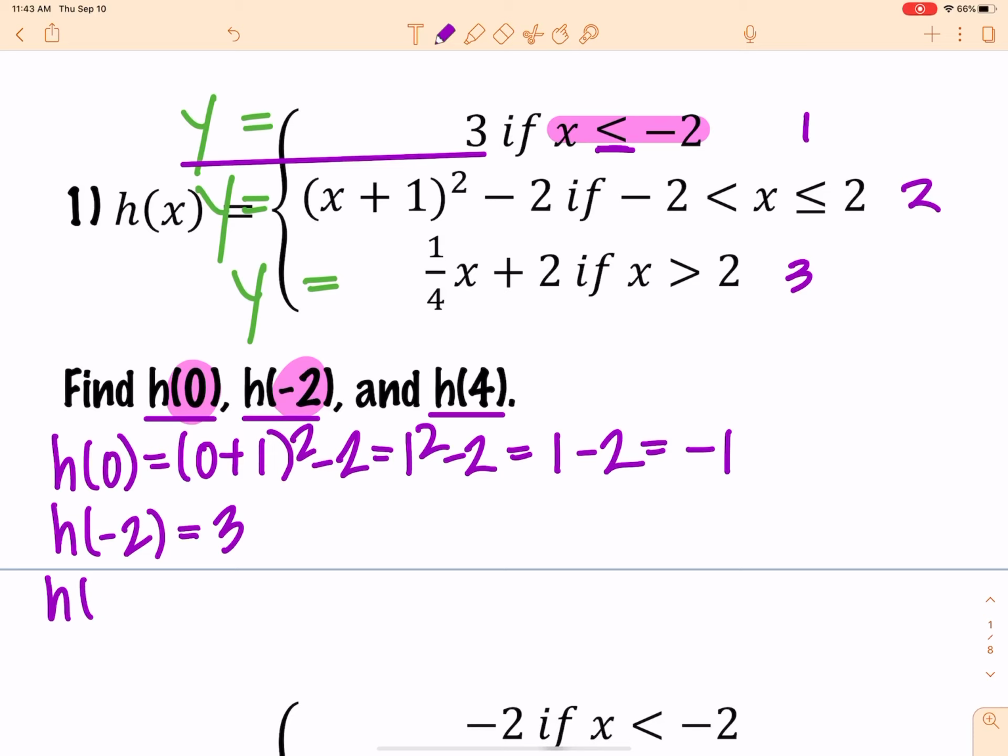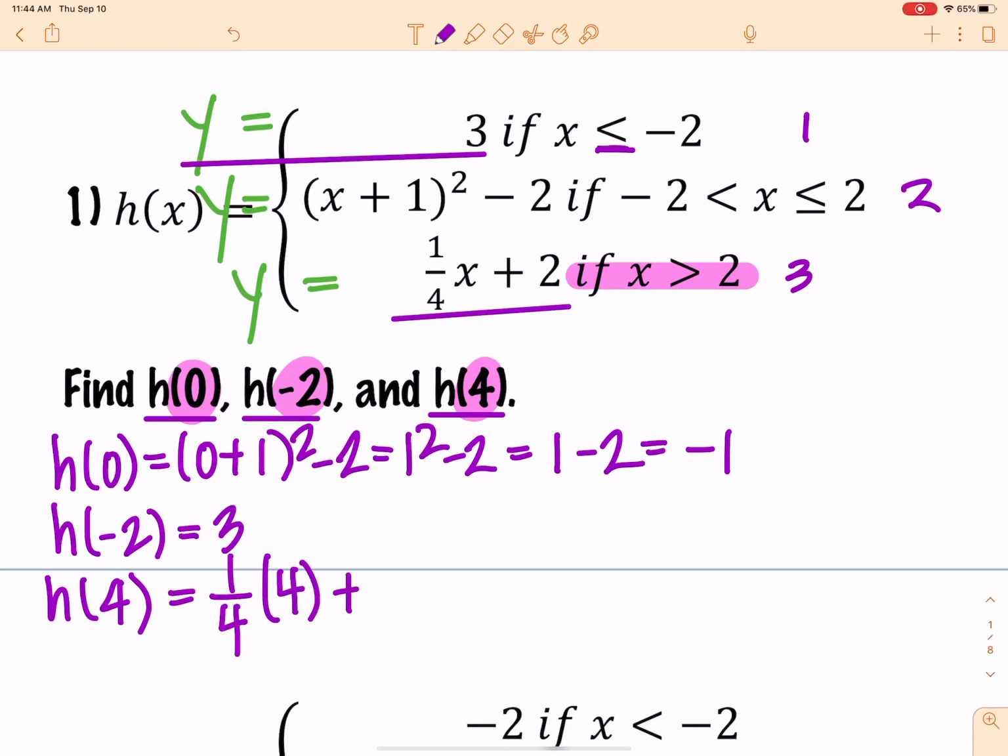And then the last one is h of 4. Again, you look at which domain out of 1, 2, and 3 4 fits into. It's only going to fit into one, not multiple, because this is a function, remember, so you only have one domain. So 4 fits into the third one because 4 is greater than 2. Then you plug it into that function. So you do 1/4 of 4, plus 2. 1/4 of 4 is 1, plus 2 is 3. So the answer there is 3.